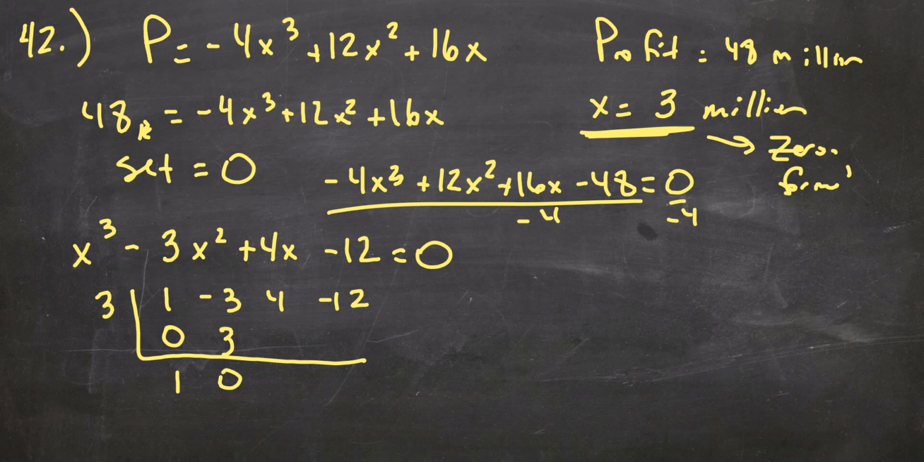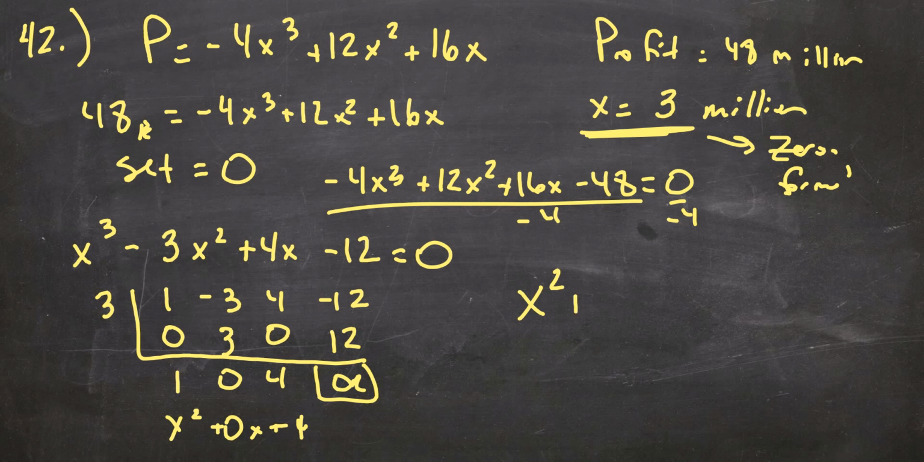0 times 3 is 0. 4 plus 0 is 4. I get 12, no remainder. So I get x squared plus 0x plus 4. So I want to find another solution that's like finding another 0. So I have x squared plus 4 equals 0. X squared equals 4. X equals plus or minus 2.